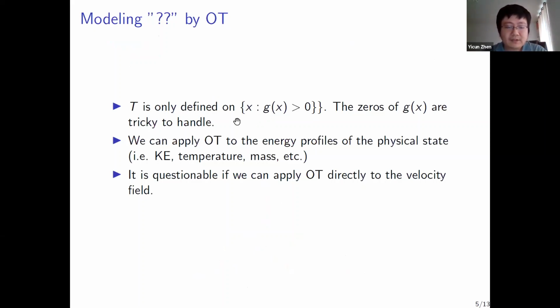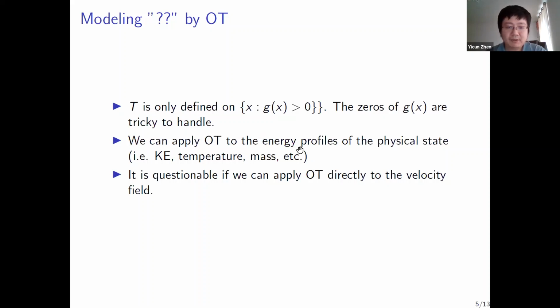There are still some mathematical questions here. T is only defined on the points where G is positive. Because G is a positive probability distribution function, G may have zeros, and these zero points may be tricky to handle. What is the behavior of T at these zero points? We still need to figure it out.